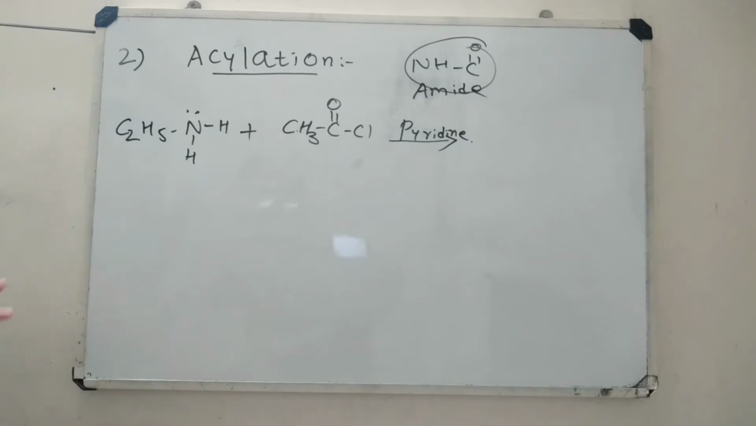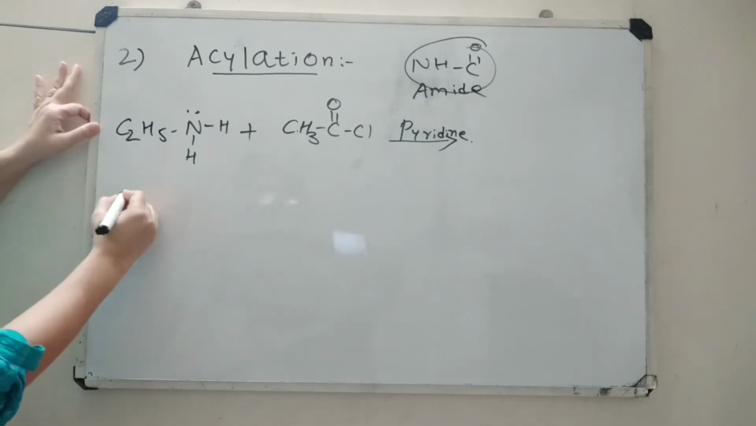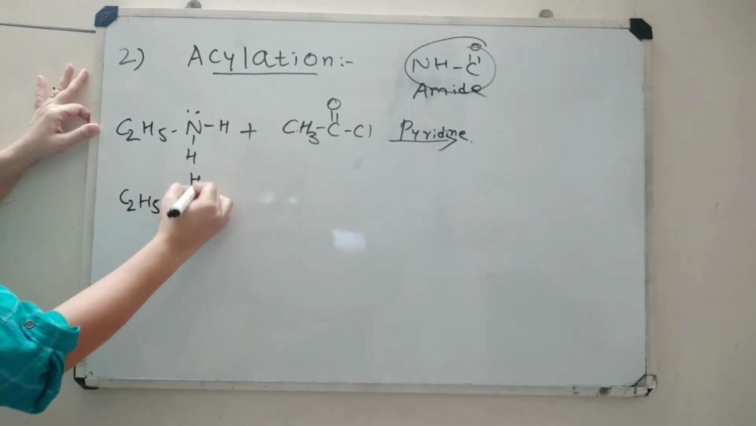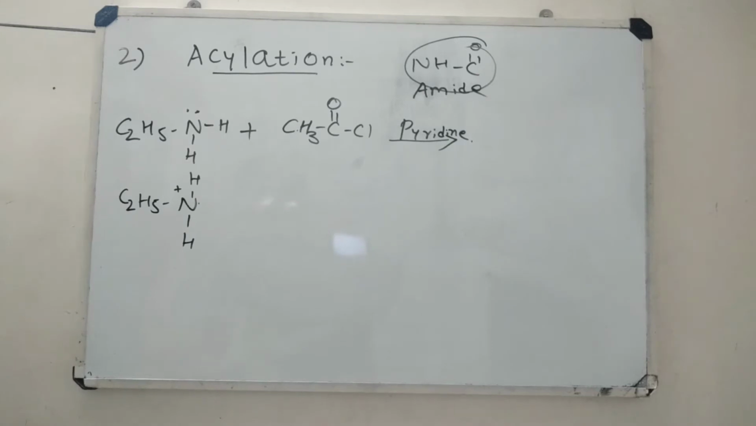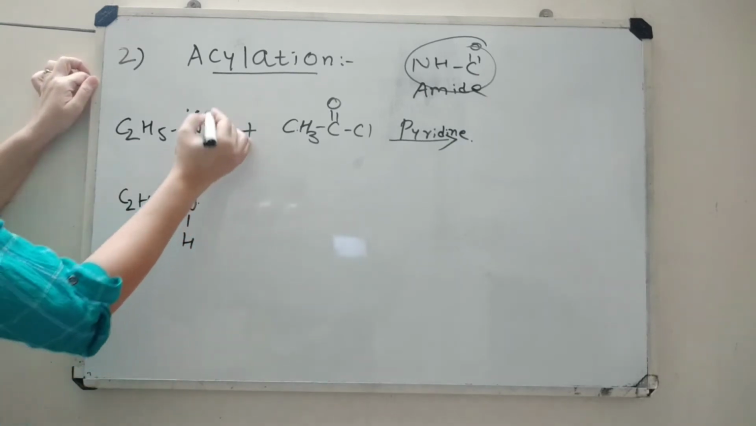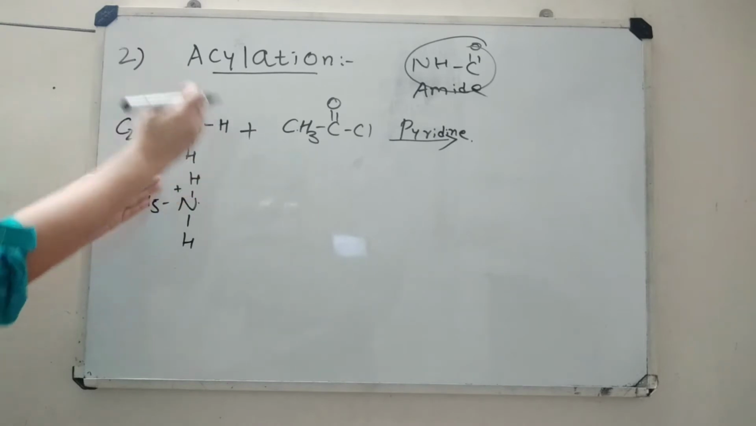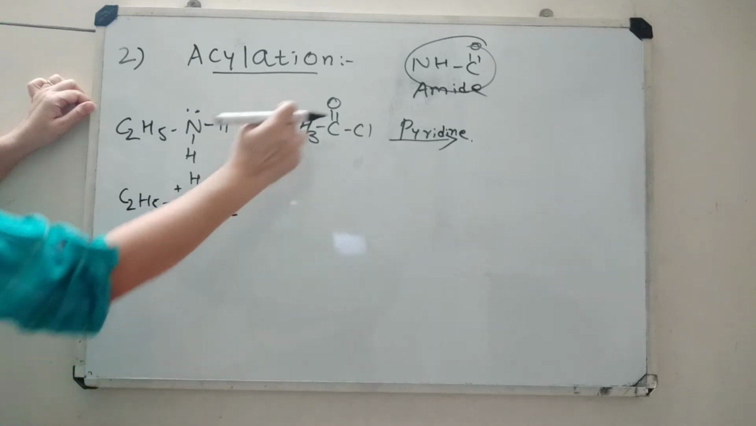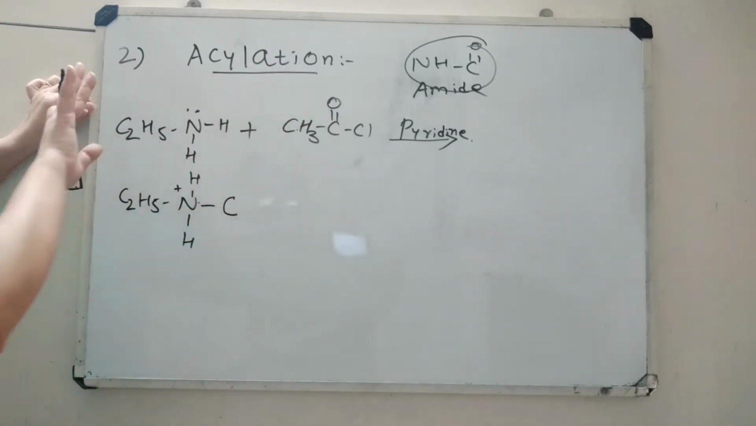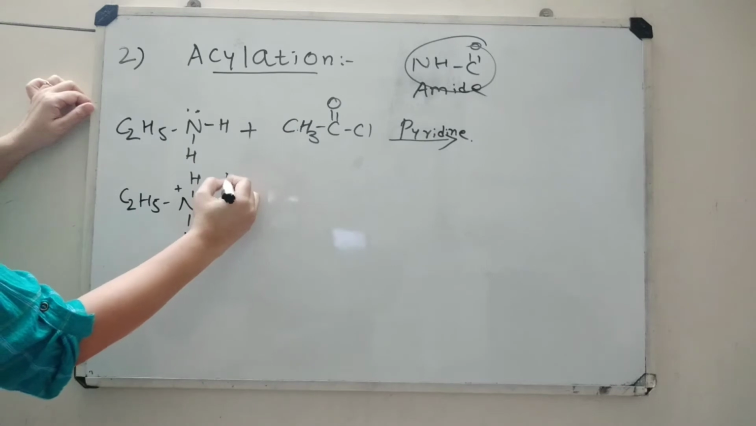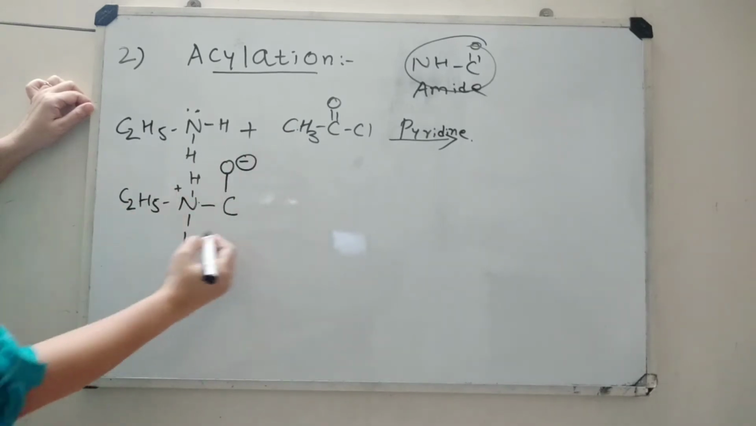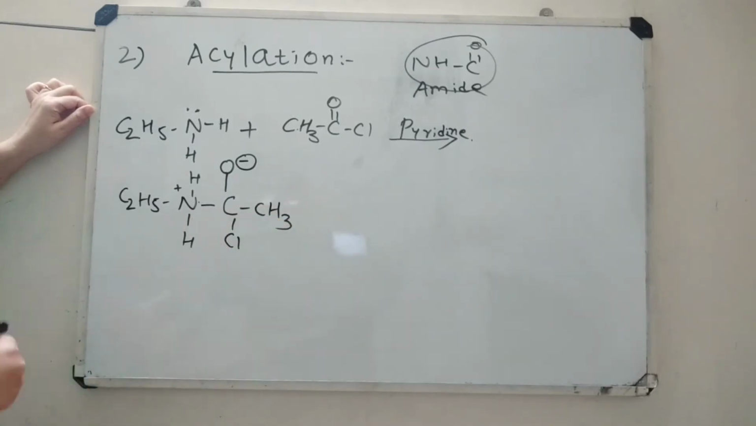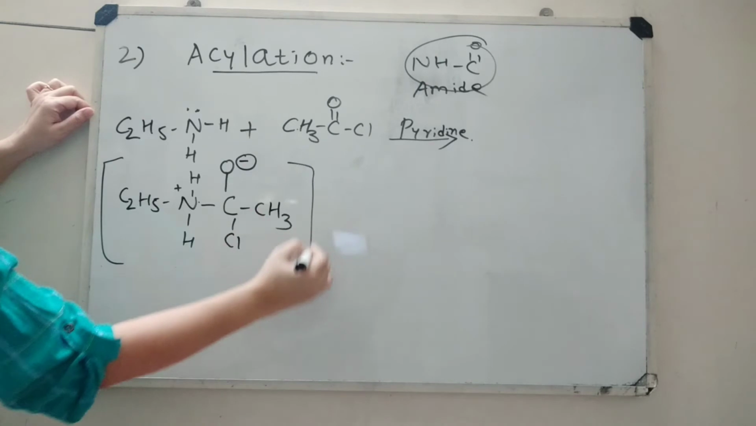Now let us see how the reaction takes place. The C2H5NH, this plus group, is there, and in this compound we just have to rearrange the group, hydrogen, because we have to join this group. Here we are adding something, so the double bond is removed to form a single bond, O with a minus sign on it, and the chlorine group and CH3 group are there. This is the unstable intermediate we get.